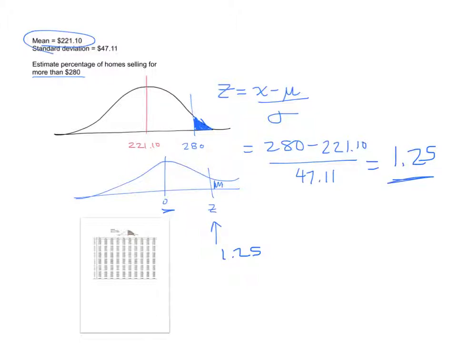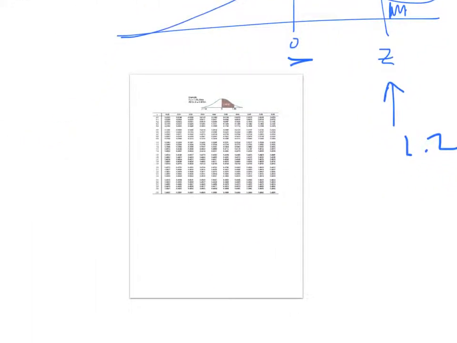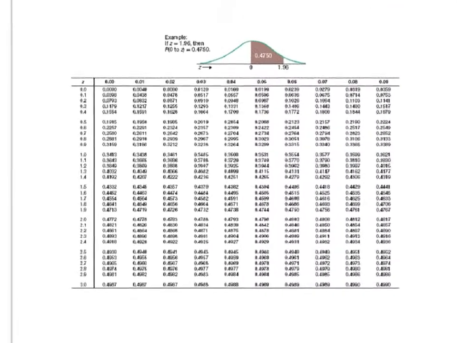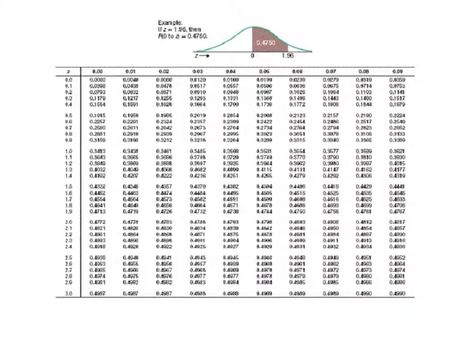Well, what good does that do me to get this area? You go look in the back of your book. Once you standardize and have a z value, there is a table where you can look this value up. So let's look it up. I look down here for 1.2, and then I go straight across until I'm even with 0.05. I know it's a little blurry. And I get 0.3944.